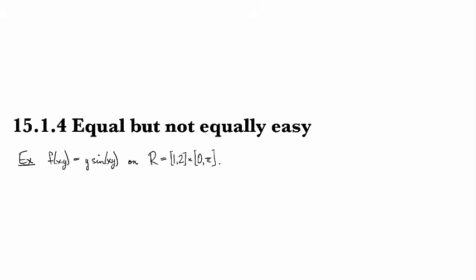So in this clip, we'll do an example using Fubini's theorem, and we'll see that even though we get the same answer either way, the difficulty level is quite different doing it in one order versus the other. The example we're going to look at is the function y times sine of xy, over this rectangle right here.